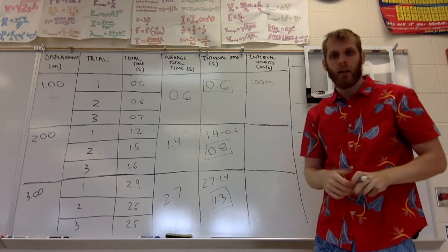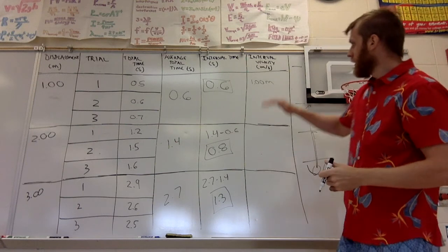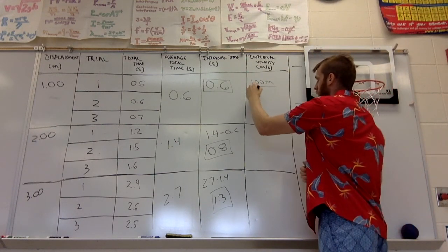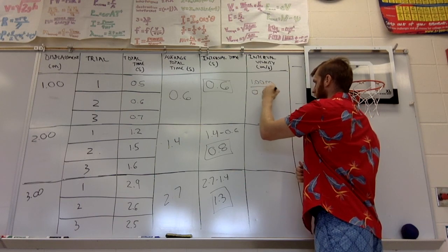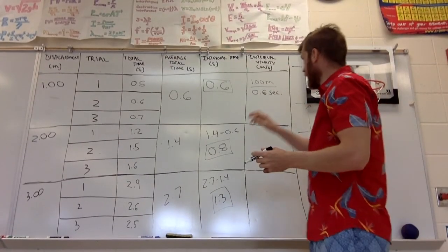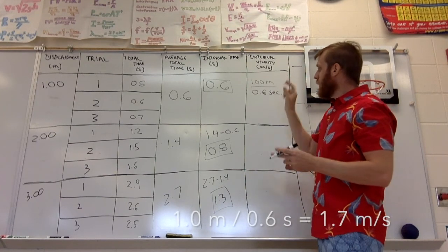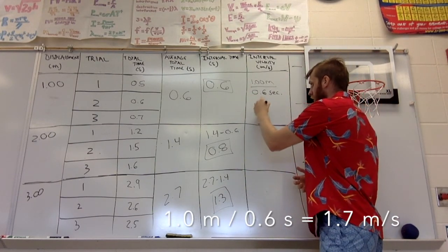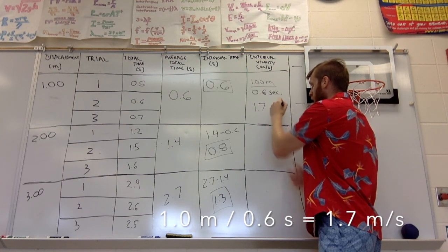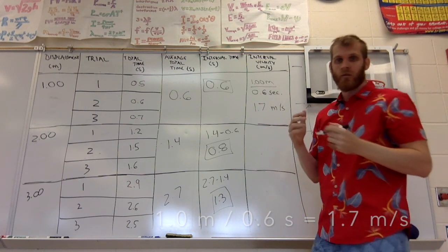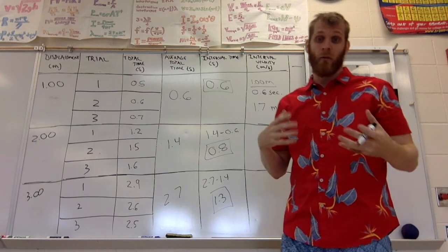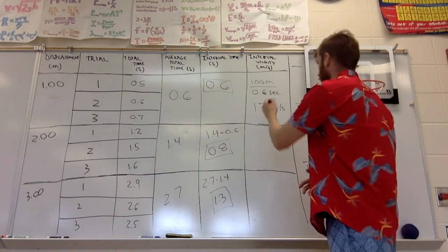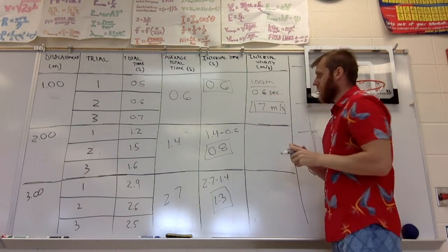We'll talk about uncertainty later. 1.00 meters. And we're going to divide that by the interval time, which is 0.6 seconds. So when I take the interval of 1.0 meters and divide it by 0.6 seconds, I get an average of 1.7 meters per second. So in the first interval, I traveled an average of 1.7 meters per second.